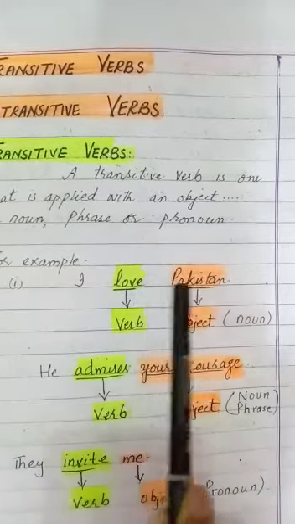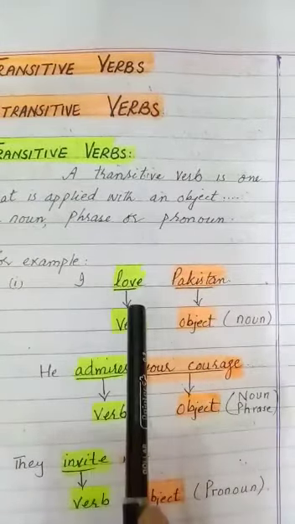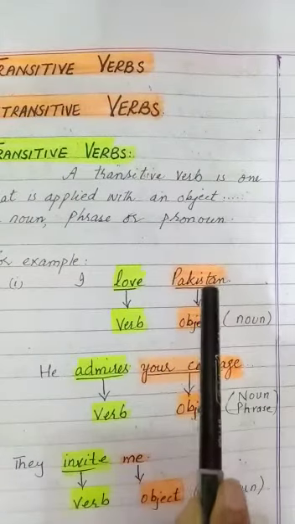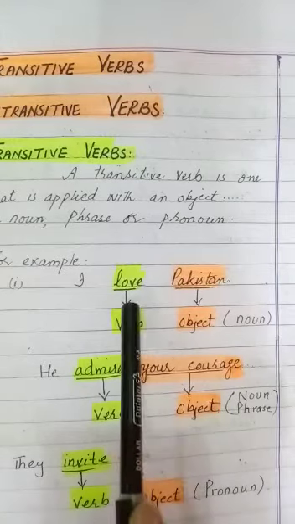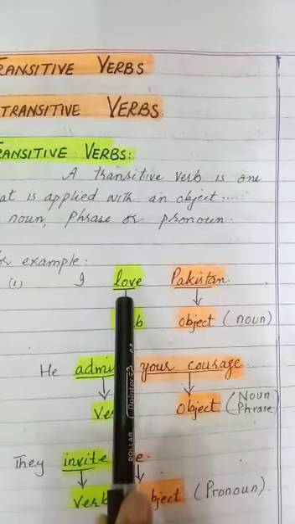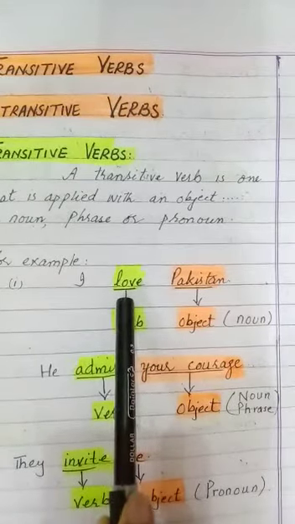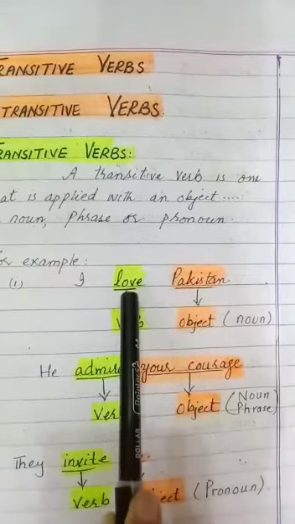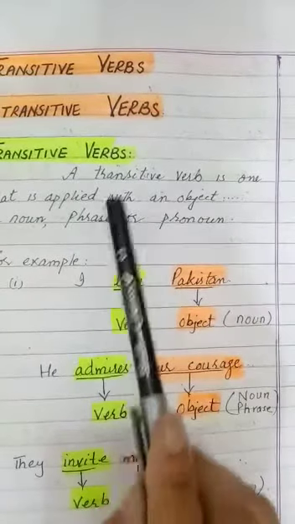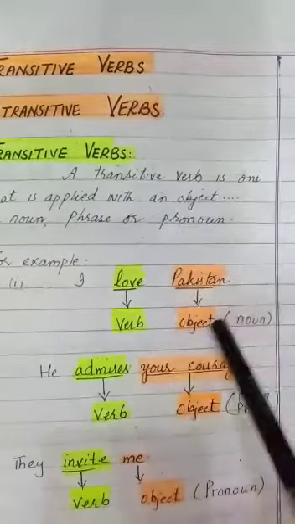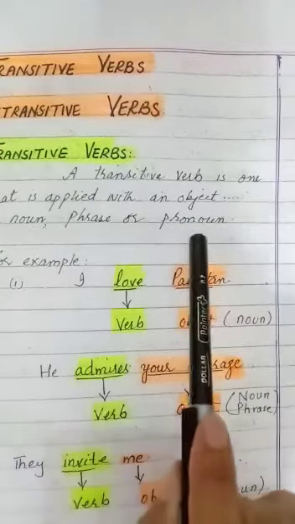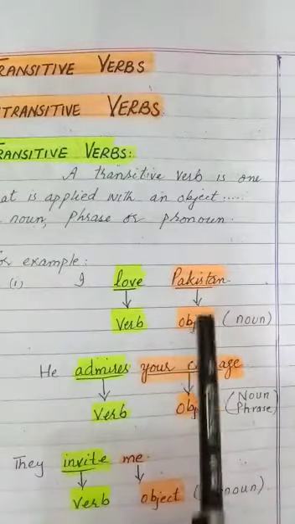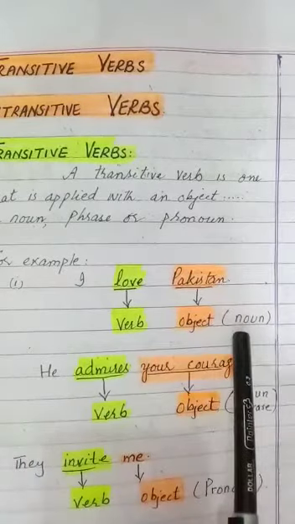I love Pakistan, this is subject, this is verb, this is object. Pakistan is the object, and this object is used after the verb because that verb is not giving us complete sense without that object. So that verb is called a transitive verb. And the object here can be a noun, a phrase or a pronoun. So here the object Pakistan is a noun.